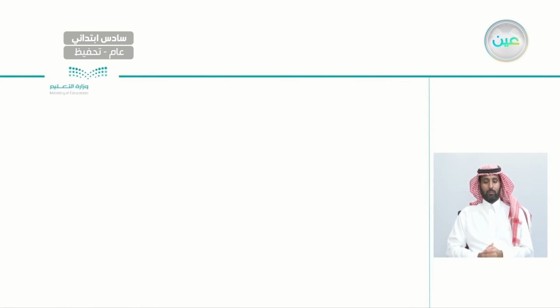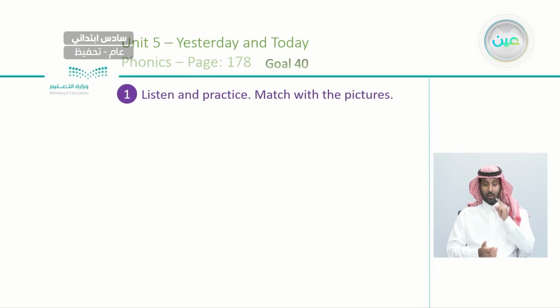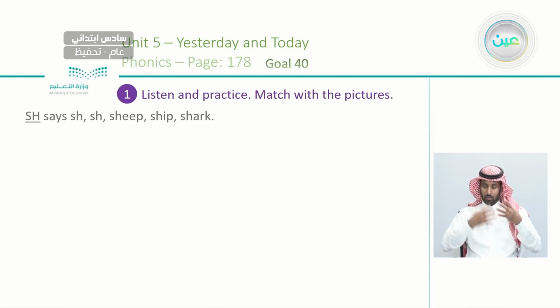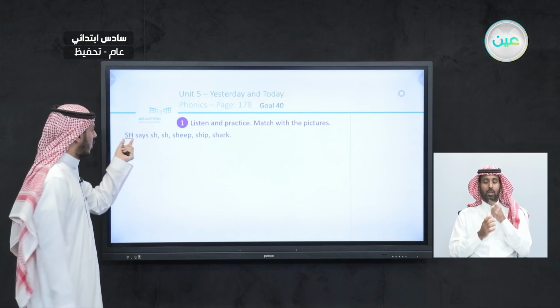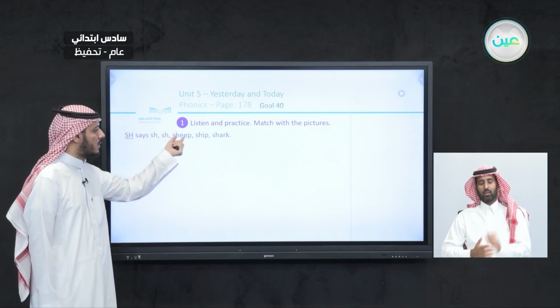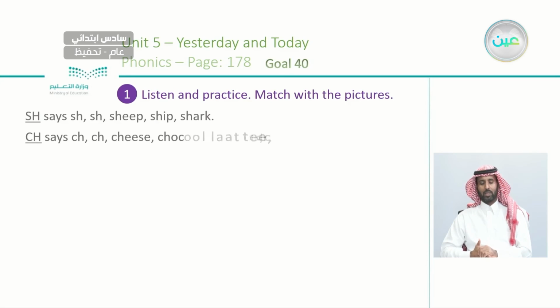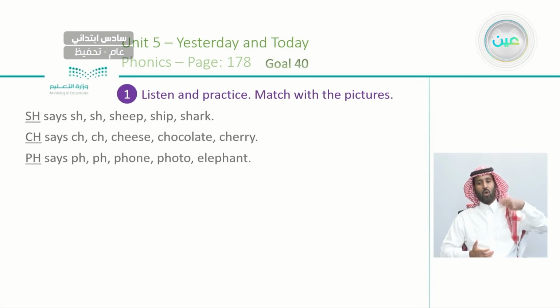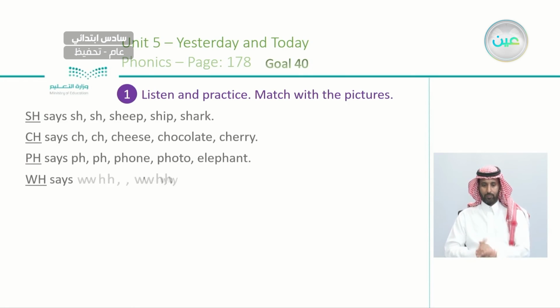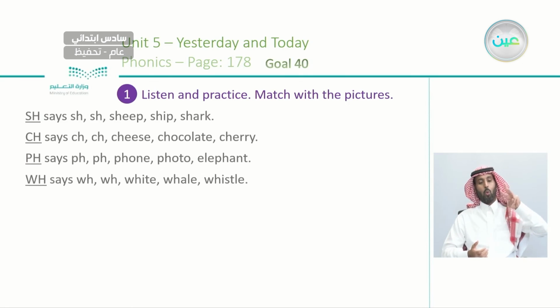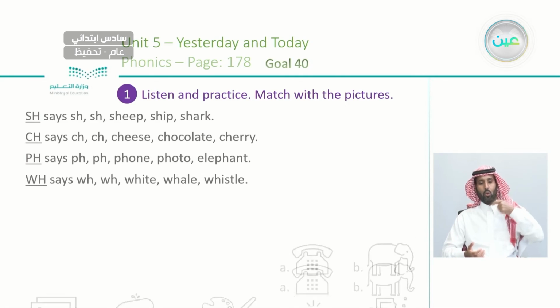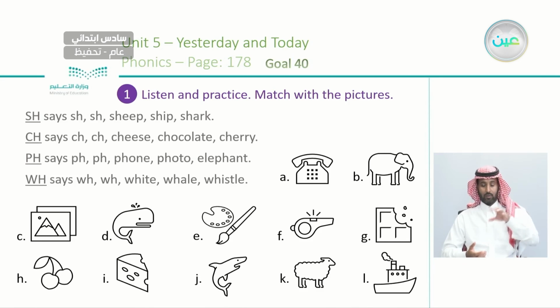Excellent. Okay. Now, on the same page 178, listen and practice, match with the pictures. So now we have 4 sentences here. S-H together we pronounce as sh. So sh says sh: sheep, ship, shark. C-H we pronounce as ch: cheese, chocolate, cherry. P-H together we pronounce as f: phone, photo, elephant. W-H together we pronounce as w: white, whale, whistle.